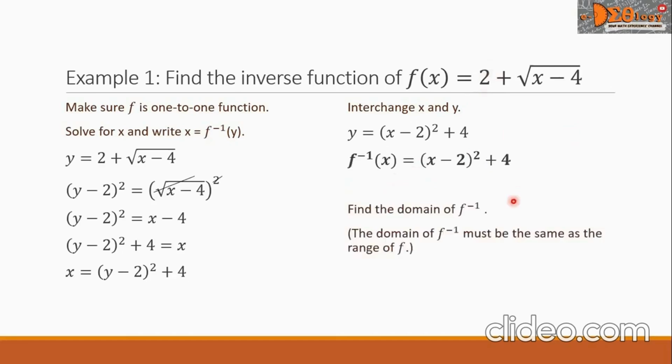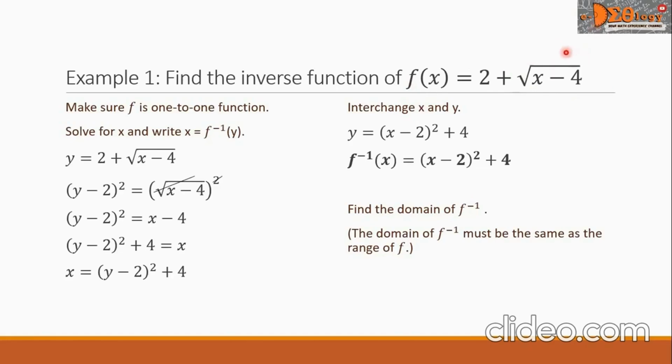Now, for the last step, find the domain of f inverse. We can simply get the domain by taking the range of the given function. Let us observe the given function. We have a constant 2 and a radical here. For the radical, the permissible value for this is from 0 to positive infinity.